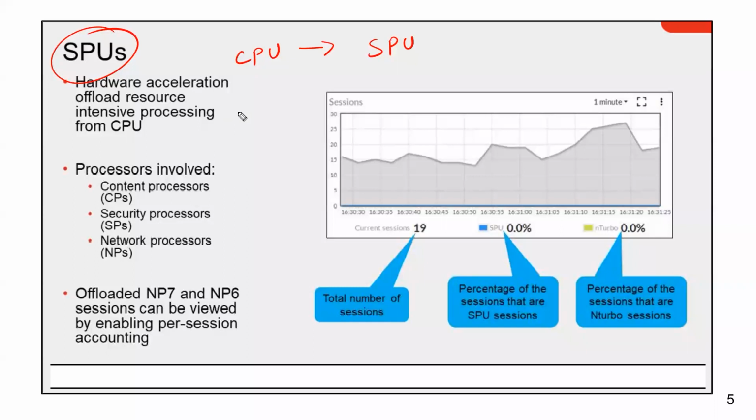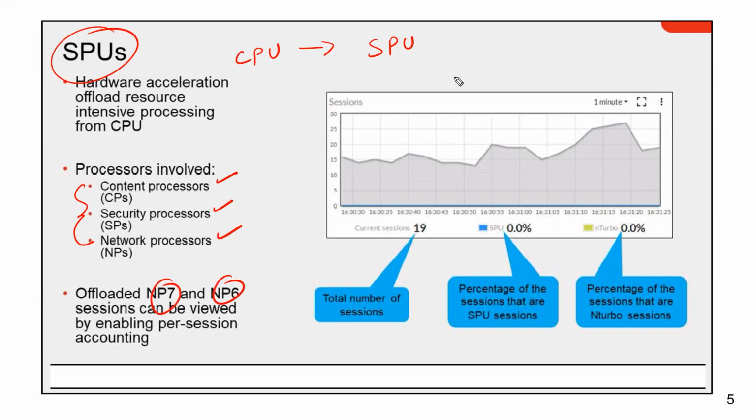Okay. All right. So now you have processors. Processors are again divided into three categories, which are content processors, security processors, and network processors. Okay, we're going to talk about this in the next slide, but you have NP7, NP6. Sessions can be viewed by enabling per session accounting. So how to view those?